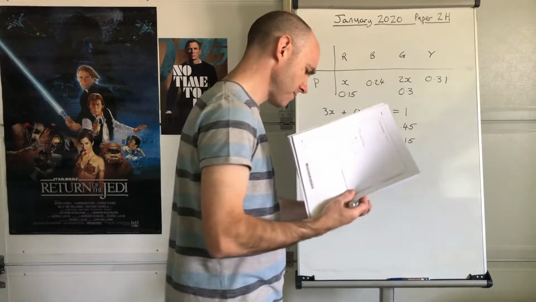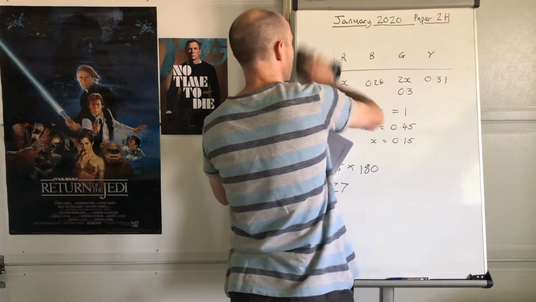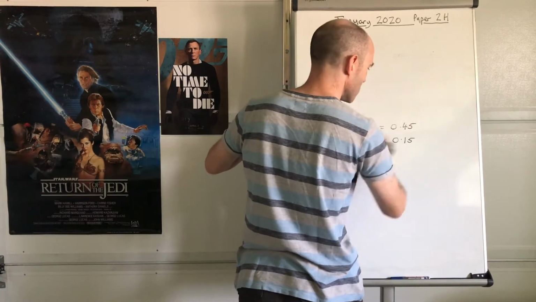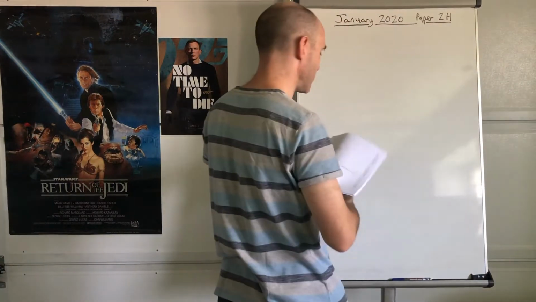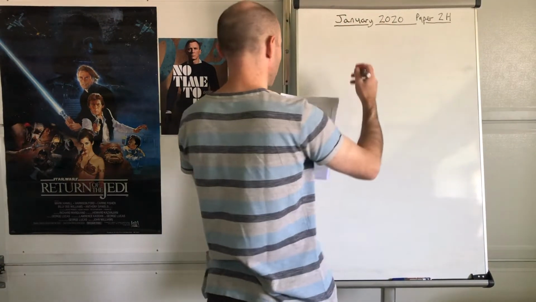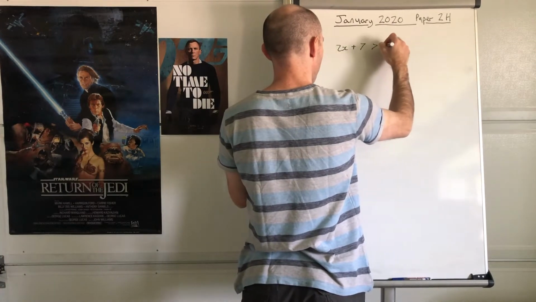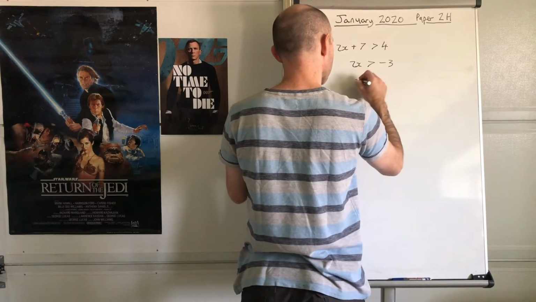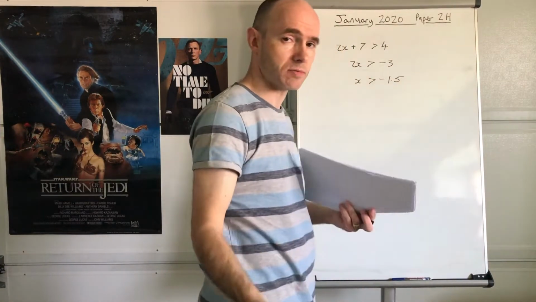Next, question number 7, so this is an inequality question. Now remember, with inequalities, you treat it like an equation. Just make sure you, even though you're solving like an equation, write the correct inequality symbol in. Never use the equal sign. Okay. So you have got 2x plus 7 is greater than 4. So then you have 2x is greater than negative 3. Then x is greater than negative 1.5, or negative 3 over 2.